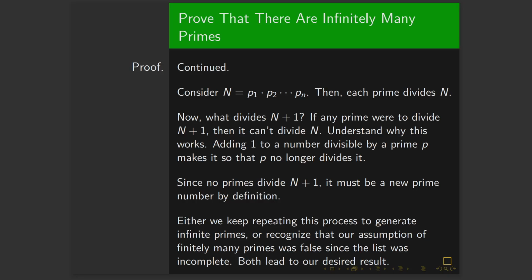And there's two ways that we can think about this. Either we can keep repeating this process and generate infinitely many primes. Then it kind of is like a contradiction, but then it's also just a direct proof. Or we recognize the fact that our assumption was incorrect. The assumption we made, that there are finitely many primes, was clearly wrong, since we just found one more. So there must be infinitely many primes.